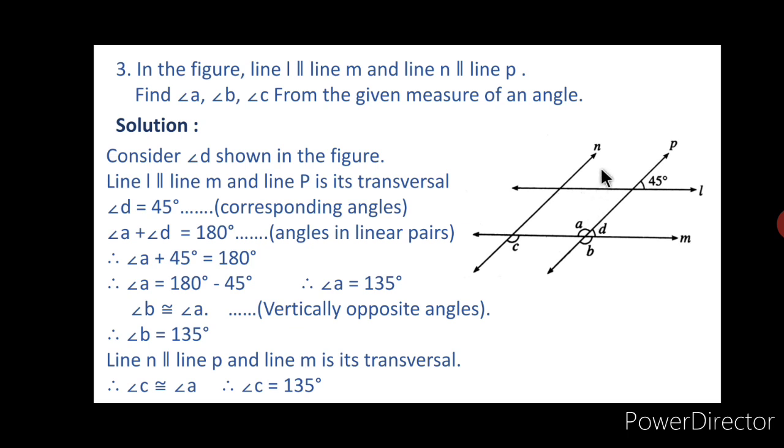Line N is parallel to line P and M is its transversal. Then angle C and angle A are also congruent angles because these are the alternate angles, and therefore we get the measure of angle C as 135 degree. Thus angle A is equal to 135 degree, angle B is 135 degree, and also the measure of angle C is 135 degree.